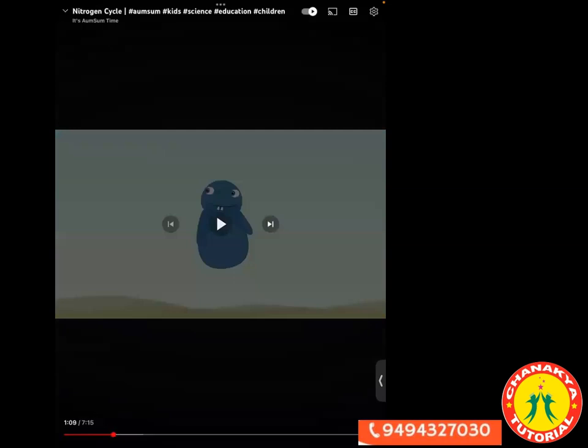So, you know what happened? This boy, he got the magic glasses, and with the help of those magic glasses, he is able to see very small particles which are present in the atmosphere. And the cartoon is basically the nitrogen molecule.